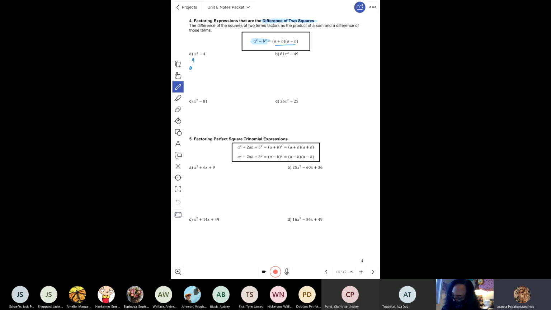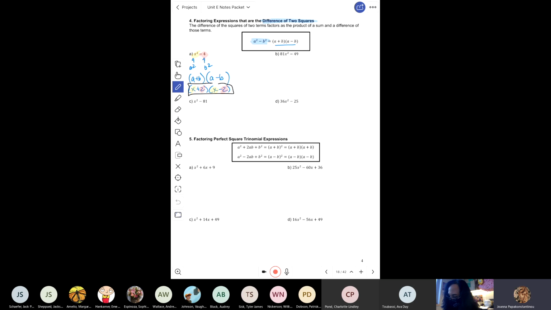So this is going to be A squared. This is going to be B squared. So then the factored form is just A plus B, A minus B. So in this problem, it's x plus 2 times x minus 2. You see how we took the square root of this to get this? And we took the square root of this to get this. Difference of two squares. If you recognize it, your life is a little bit easier.